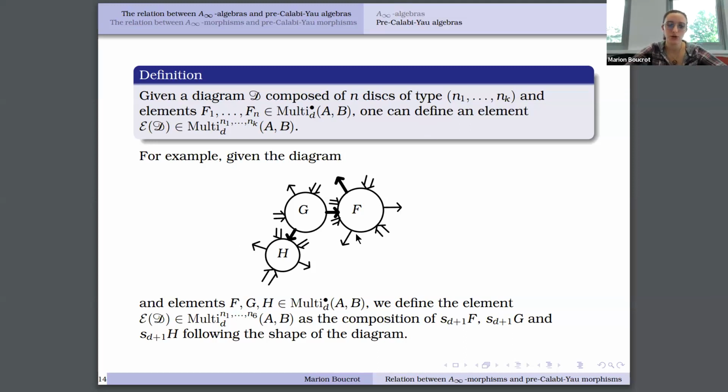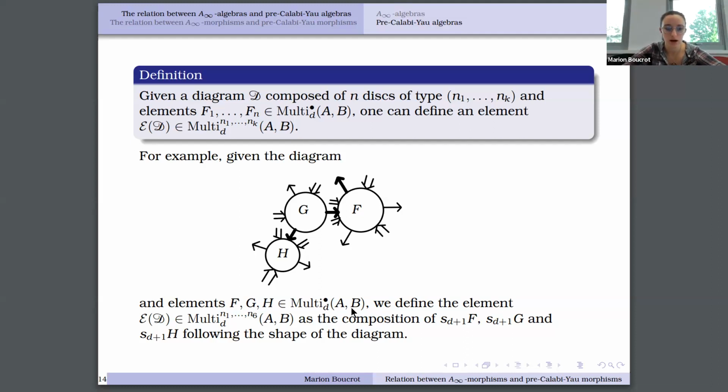So the association is as follows. If we have the same diagram as before and elements of the multidual of A and B, we will define this element as the composition of the shift by D plus 1 of those three elements, and we will follow the shape of the diagram for doing the composition. I have to apply the shift because in the input we have copies of A shifted by 1, and in the output we have copies of B shifted by minus D.